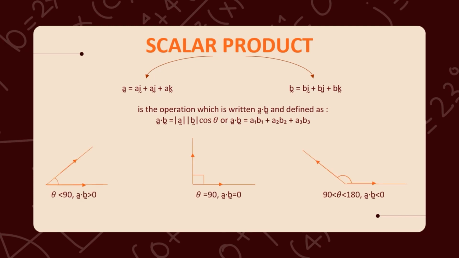From this tree diagram, if theta is an acute angle, we will get the value of A dot B is positive. And if theta is 90 degrees, A dot B is equal to 0. And the last one, if theta is an obtuse angle, we will get the value of A dot B negative.